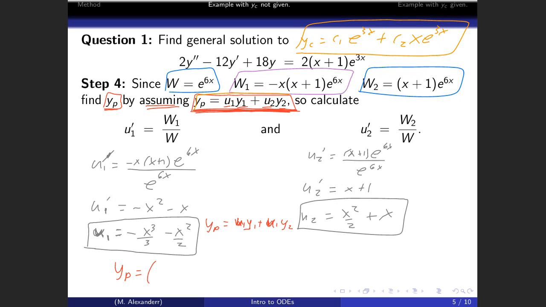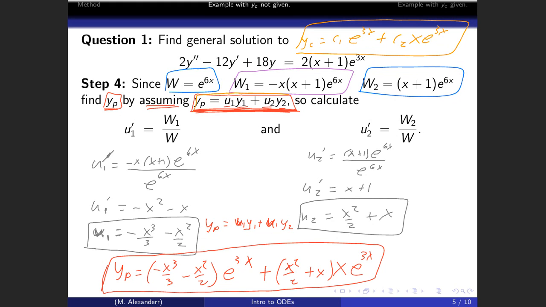So u1 is this guy, negative x to the 3 divided by 3 minus x squared divided by 2, and then y1 is e to the 3x. Now add the u2 function, which is x squared divided by 2 plus x, and multiply by y2, which has an extra x, so you have x e to the 3x. Yes, you could simplify a few things here and there, but we're just going to write this down as it is. So this is the particular solution for the given differential equation.